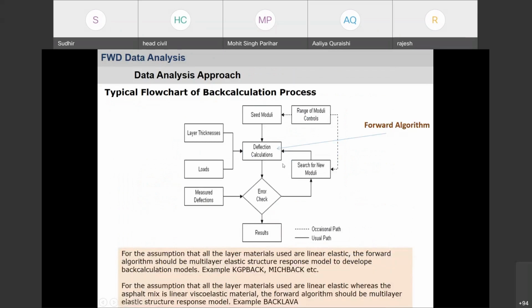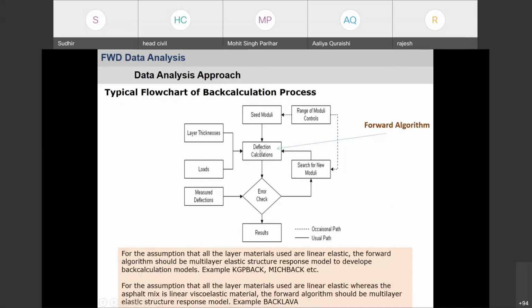So this is a typical flowchart of the back calculation process. I had already explained that you have to start with some assumed moduli values for the different layers existing in the pavement structure. Using these, the layer thicknesses, and the load measured in the field, you will be able to calculate deflections using a forward algorithm.